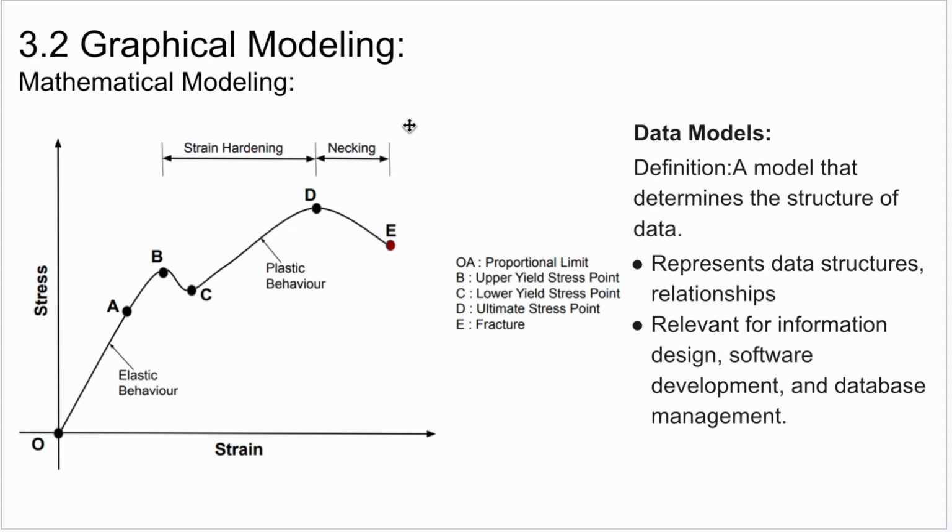Another type of graphical model that we might also look at are data models. And so data models are a model that determines the structure of data, and it represents data in structural relationships. It's relevant for information design, software development, and database management. So basically, how can you represent data in a way that is pictorial, that can be understood by people?